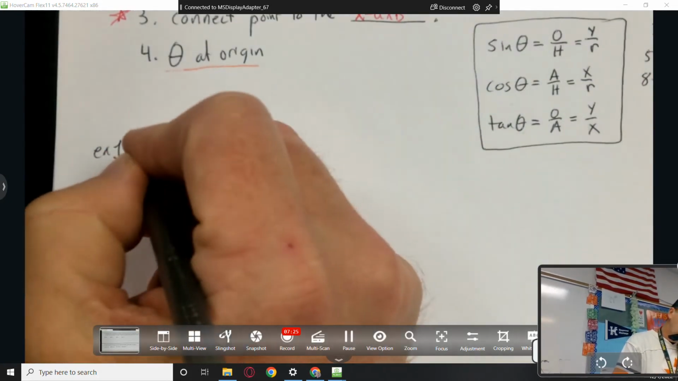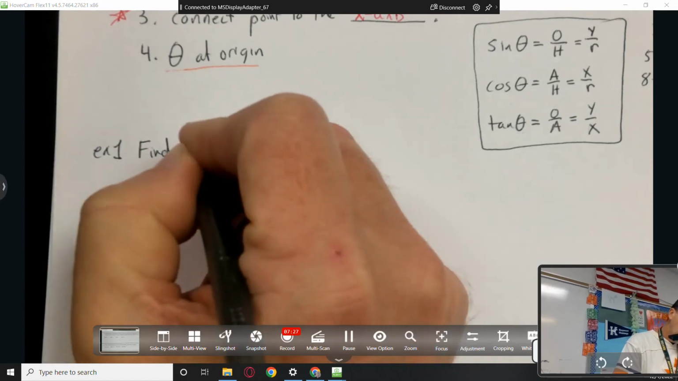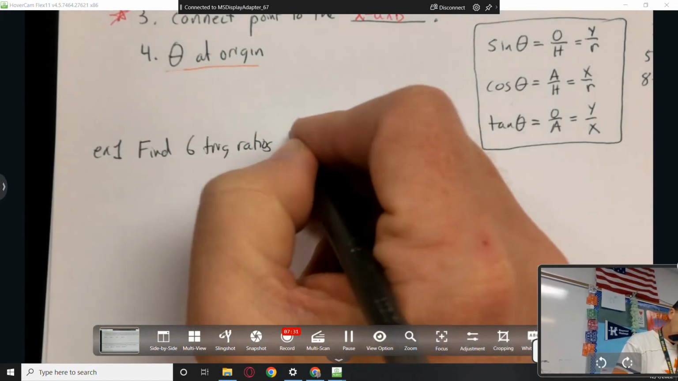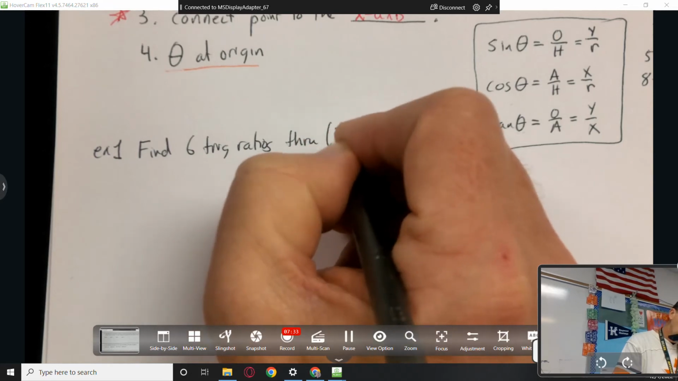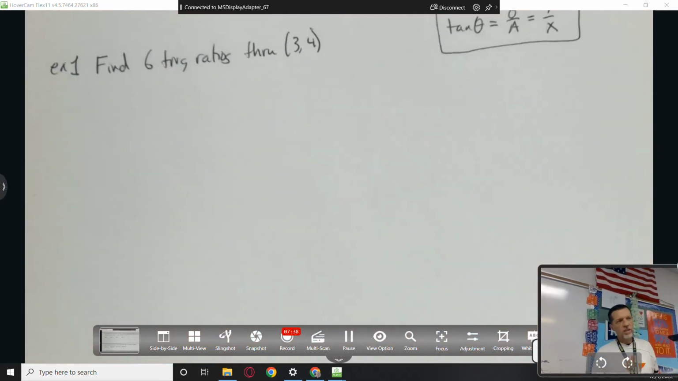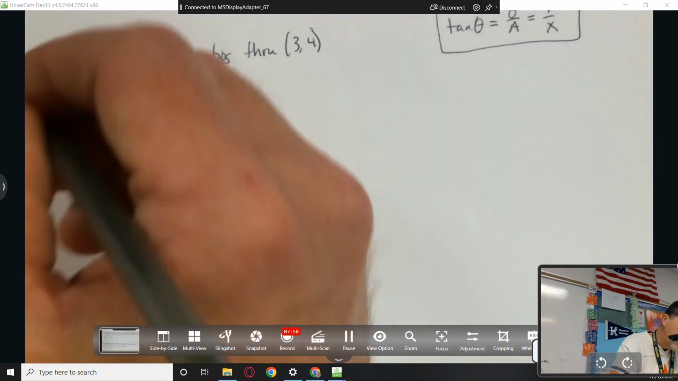All right, well, let's start with an easy one. Let's find the 6 trig ratios through 3, 4. Again, this is a little bit weird or different because up till now trig ratios have gone with triangles. Now we're talking about trig ratios through a point.